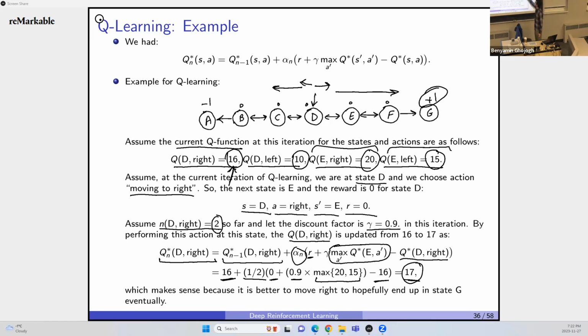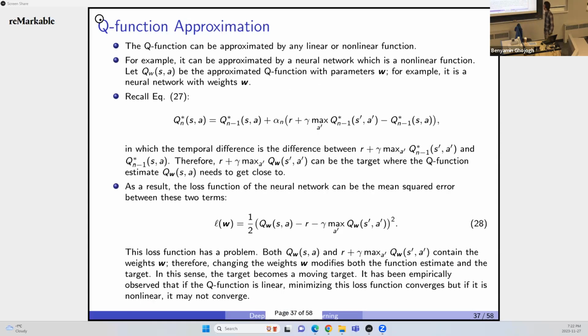Argmax of Q(E, right) and Q(E, left). Right is larger, right? Goes right. Then we go to state F again. We go right. We go to state G and we win the game. This is the test phase, right? Interesting. Okay. By the way, this is just a one-dimensional random walk. We can have a multi-dimensional random walk. And so I think we stopped here.